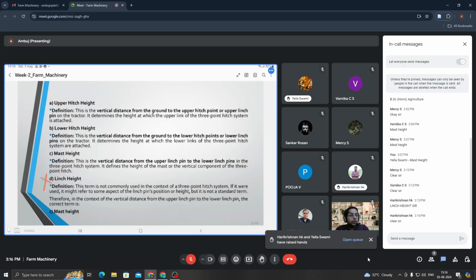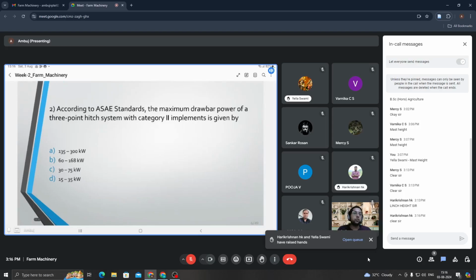Now coming to the next question. Please try to give your opinions, it need not be that you are correct, but please do attempt to solve this question. According to ASAE standards, the maximum drawbar power of a 3-point hitch system with category 2 implements is given by. Straightforward question. Please do tell me what your opinions are.